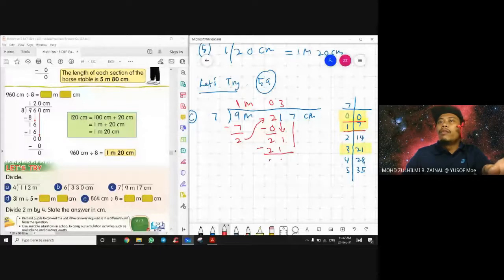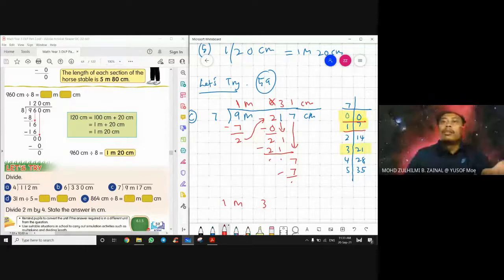Okay, so now you have 7. 7 lagi dah senang ada. You can clearly see 7 there. Tapi 1 je 7. 1. Okay, so your answer should be, okay, yang ni tak nak ambil 1 meter, 31 centimeters. Okay, this is your answer should be.